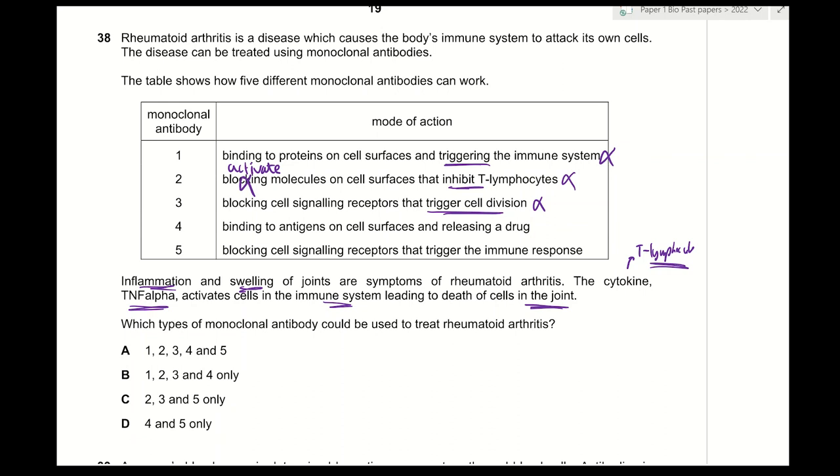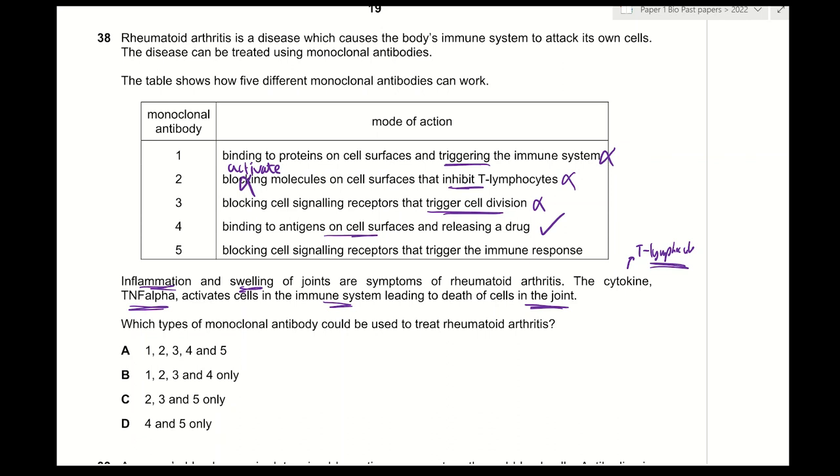4. Binding to antigens on cell surfaces and releasing a drug. Now, here we said that the symptoms of rheumatoid arthritis are going to be inflammation and swelling. And binding to antigens on the cell surface receptors of the joints and releasing some sort of a drug could help with the symptoms. Therefore, this is correct.